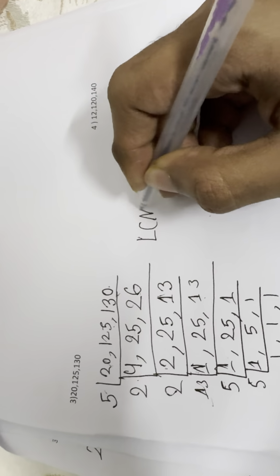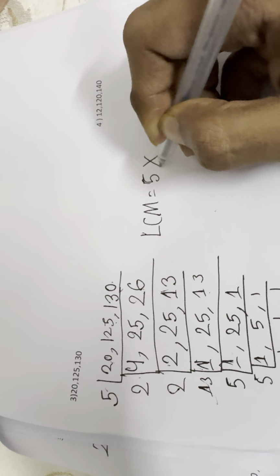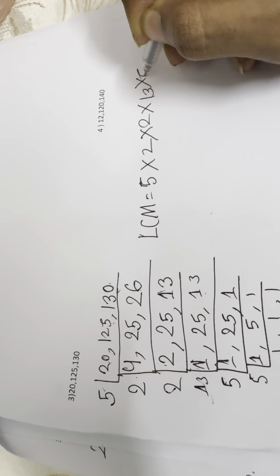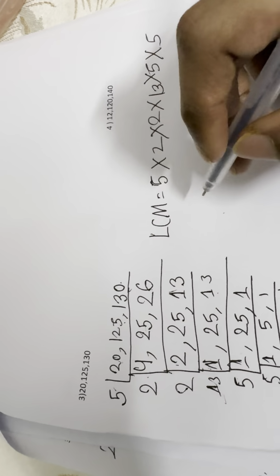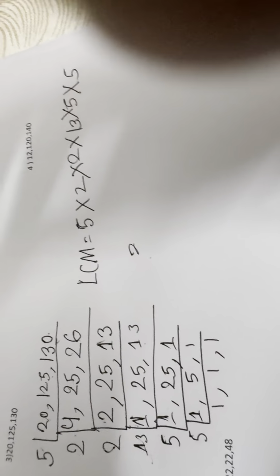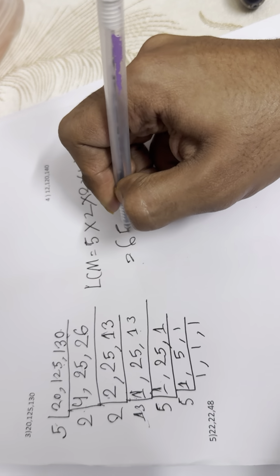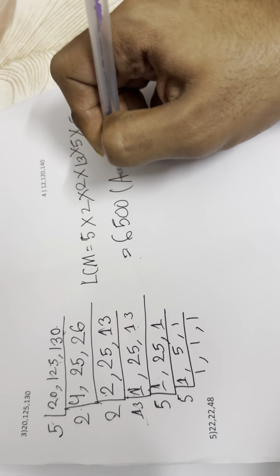So here what is the LCM? 5 into 2 into 2 into 13 into 5 into 5. So the final answer that comes over here is 6500. I hope nobody has any problem here. In LCM our target is that at the end we will bring all of them to 1, 1, 1.